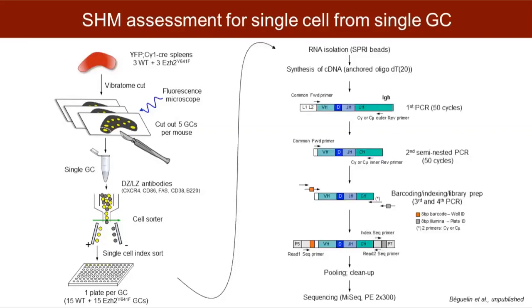Then we isolated RNA, did reverse transcription, and we PCR'd the IgG and IgM loci. Next, barcoding, indexing, library prep, pooling, and finally sequenced using MiSeq paired end 300 base pairs. Exactly the same process was done with the Confetti spleens.